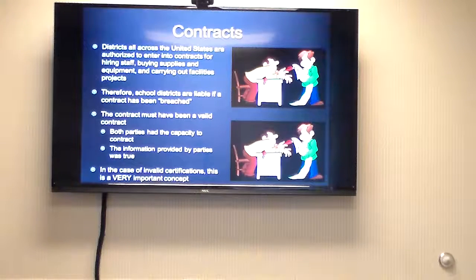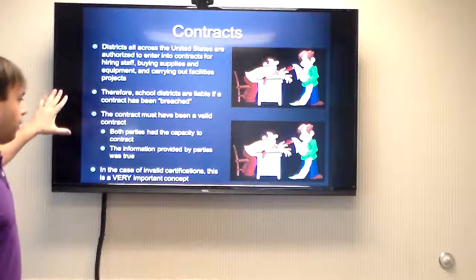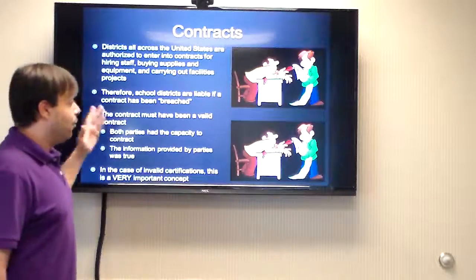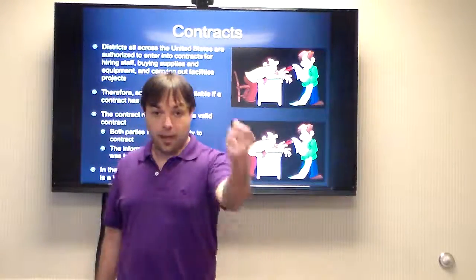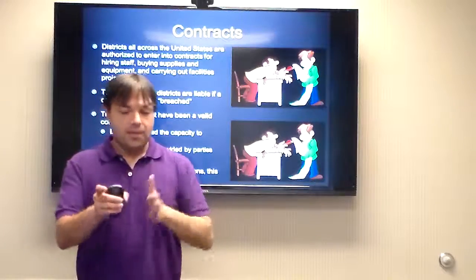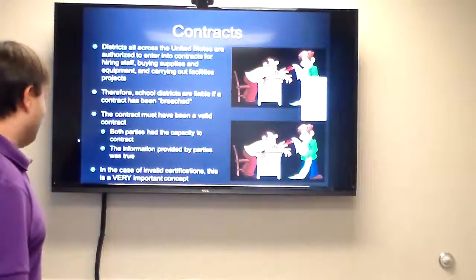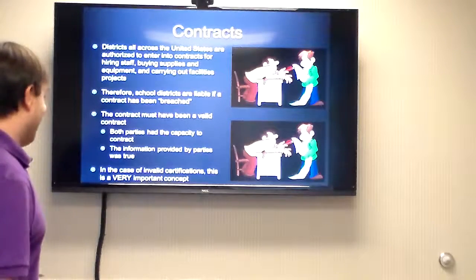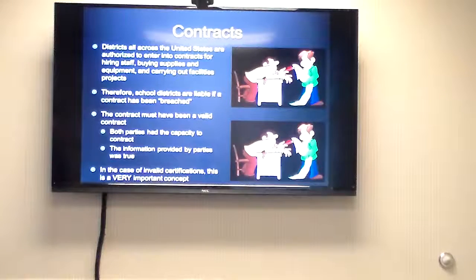So contracts. Your contract with schools, you have to have the capacity to contract, and the information provided by the parties has to be true. My example for this is a teacher certification. Somebody comes in and says, I am certified as a biology teacher, and they produce a valid contract. The school district accepts them. There's a contract, there's an agreement in place. If the individual doesn't have the proper certification, then that's an issue, and I would say that would be a problem in that practice as well.